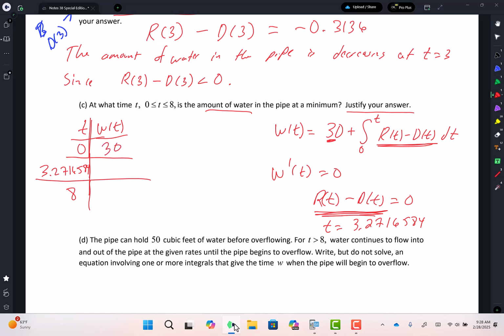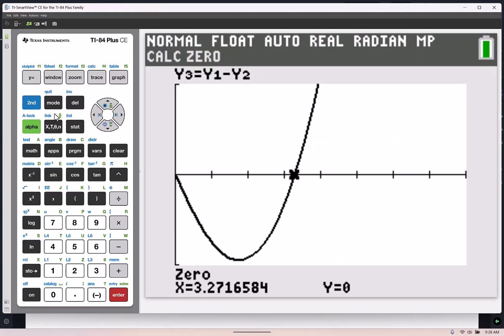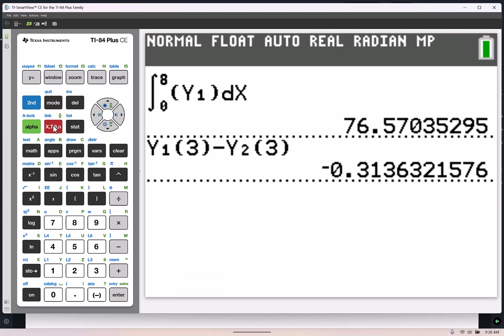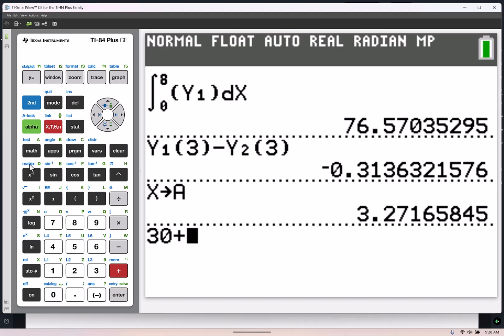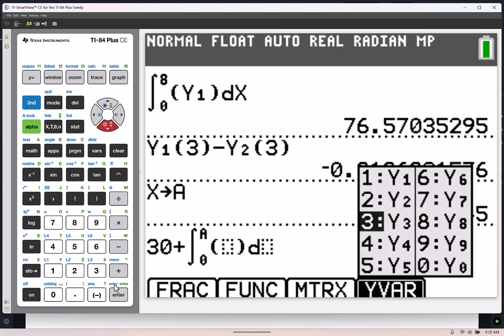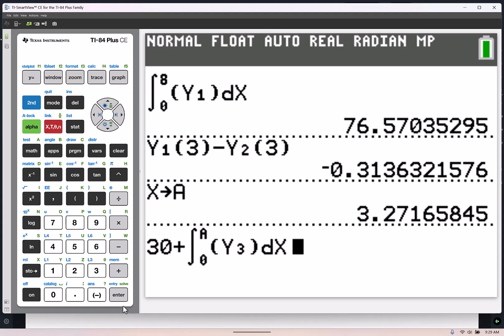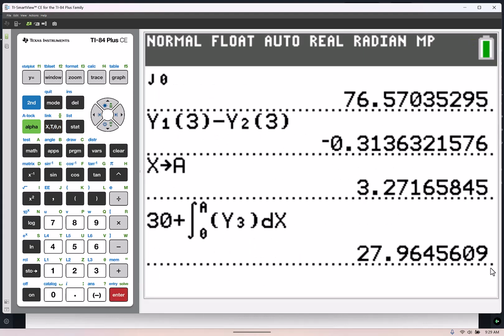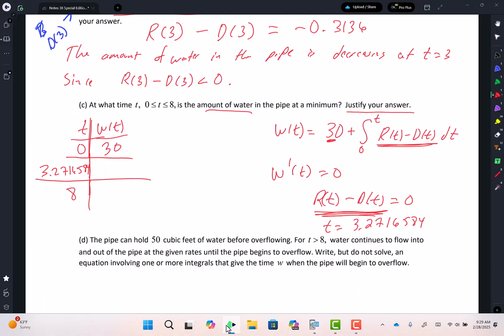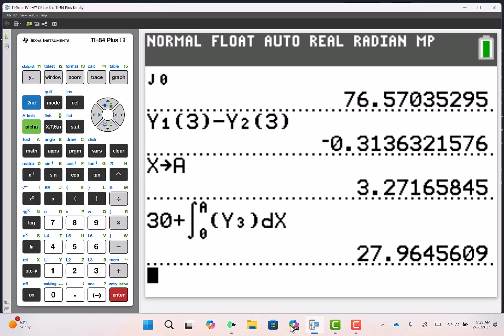30. I know that 3.27 is going to be a smaller number, so I go to my calculator. Second quit. I'm going to store that in A, so I'm going to go X store alpha A, so I can use the letter A. And here we go. 30 plus math 9 from 0 to A of Y3. You can say Y1 minus Y2, but I have it in Y3, guys. Sorry about that little hiccup. Enter. I'm not shocked that it's smaller. It has to be smaller. 27.9645. I haven't looked at the rubric yet, guys. We'll look at the rubric in a little bit.